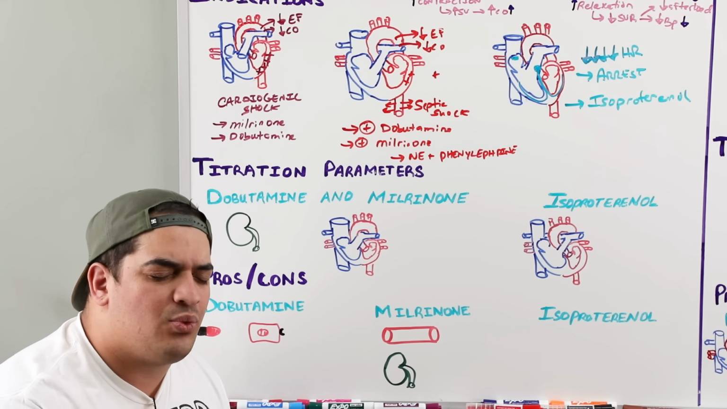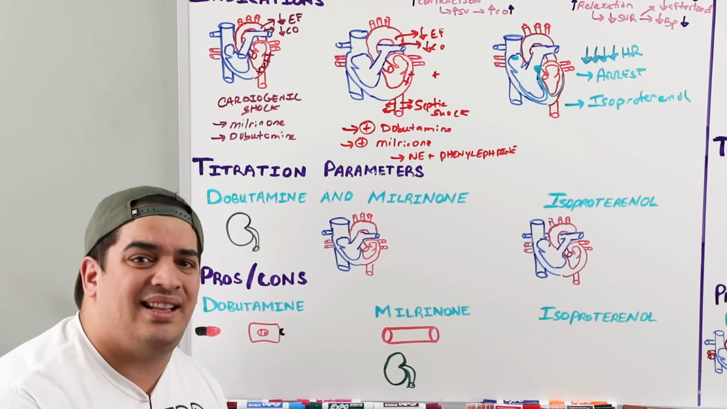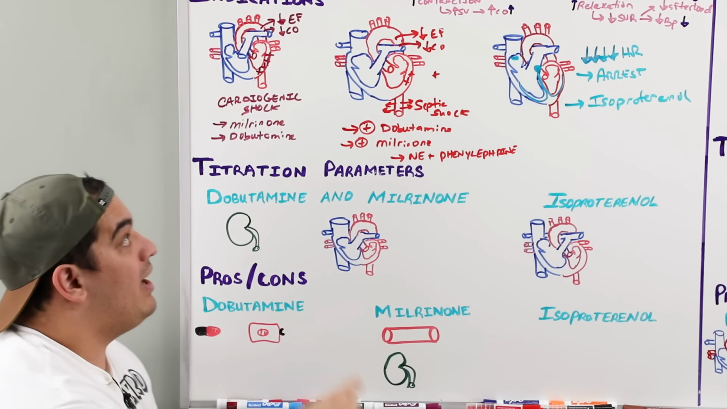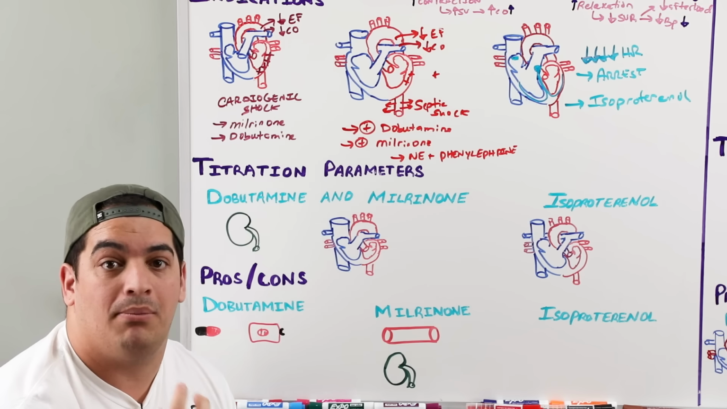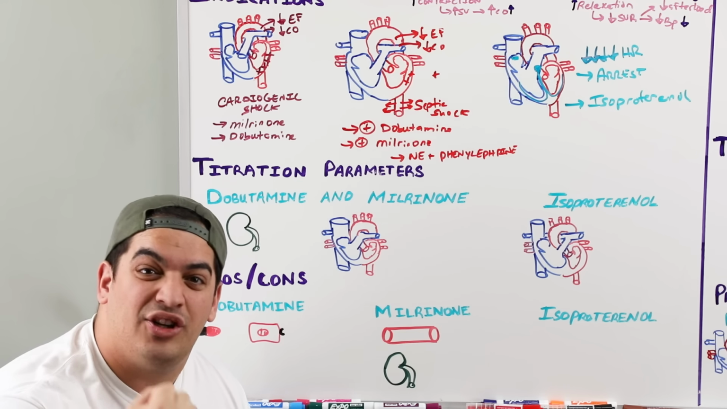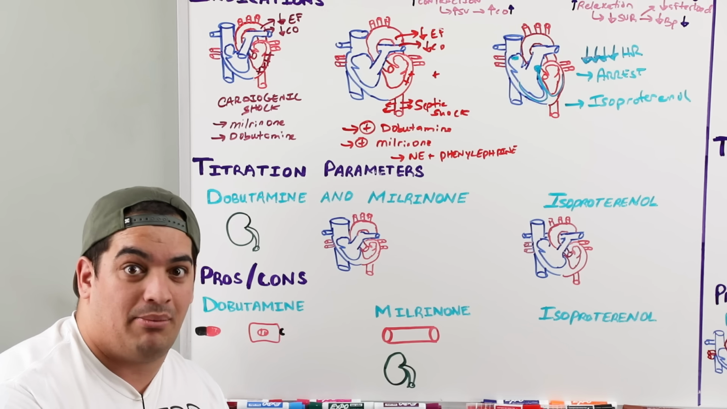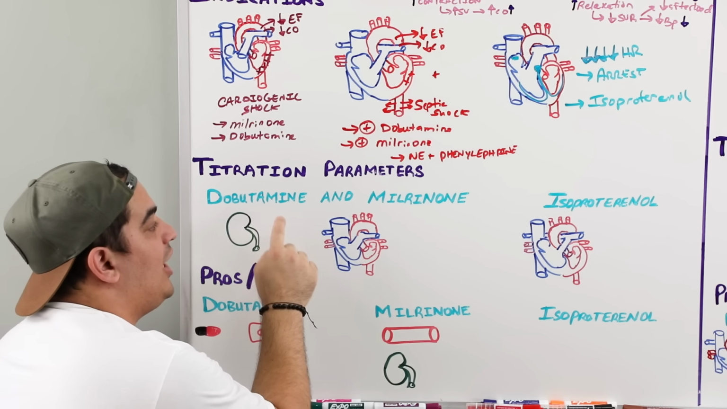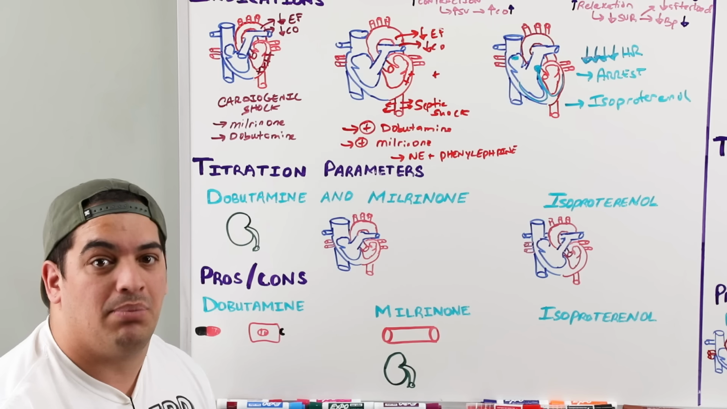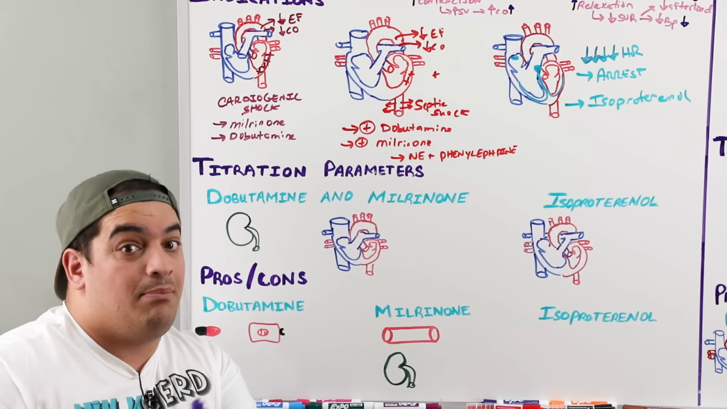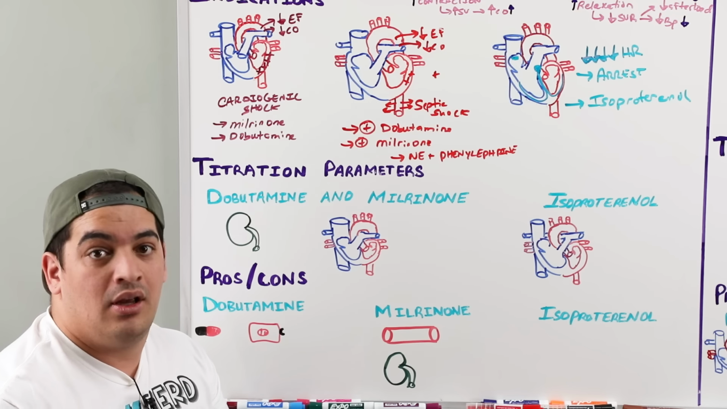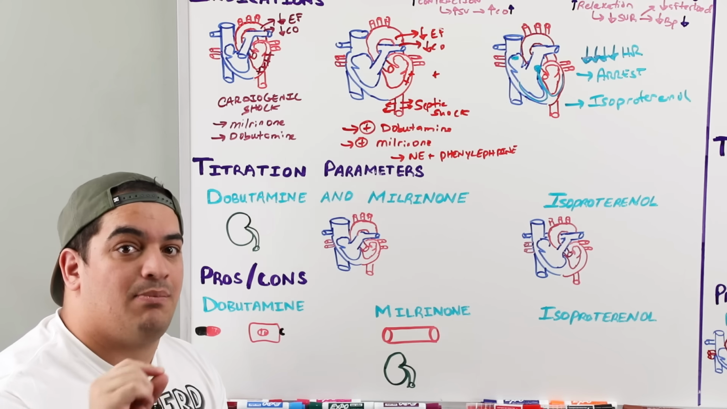And oftentimes we make the mistake of titrating these against blood pressure. These medications have variable effects on blood pressure. We don't have a very strong idea about them increasing or decreasing blood pressure. So we should never titrate Dobutamine and Milrinone against blood pressure. Use it as a way of potentially adding on something else, but never titrate the drug against blood pressure.